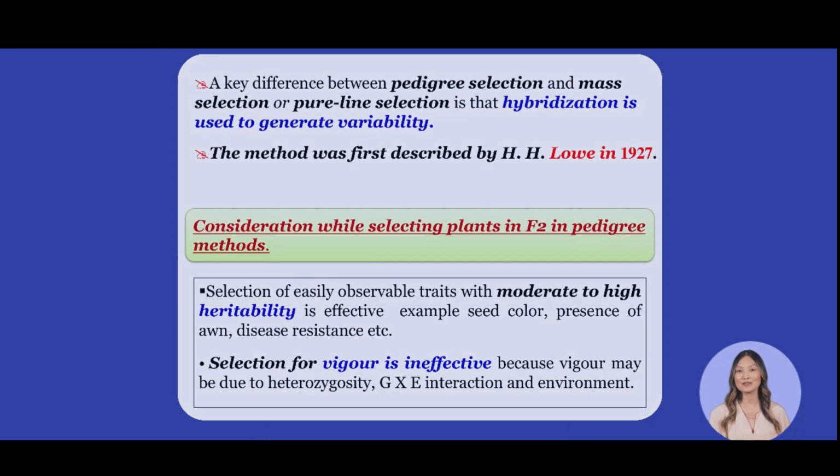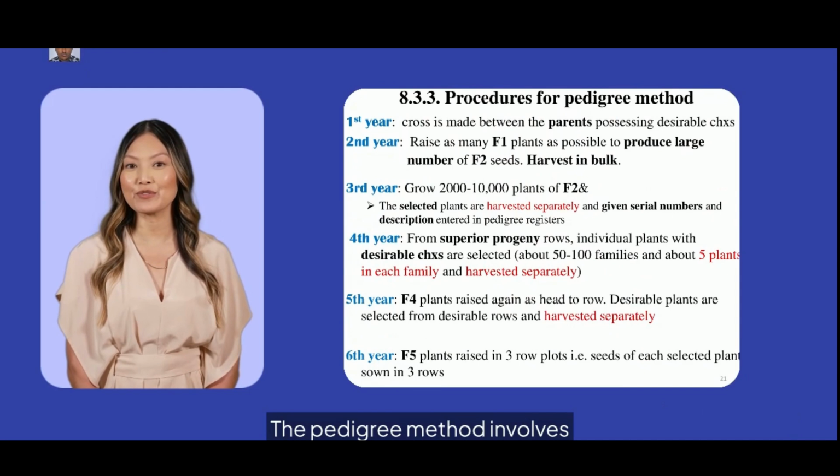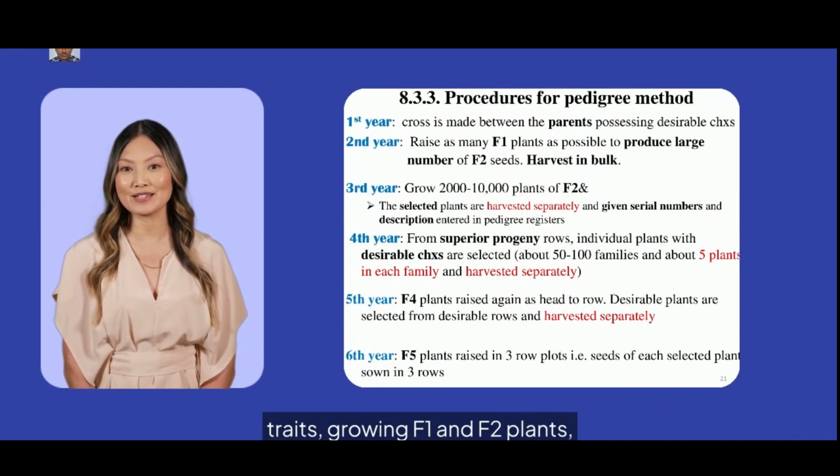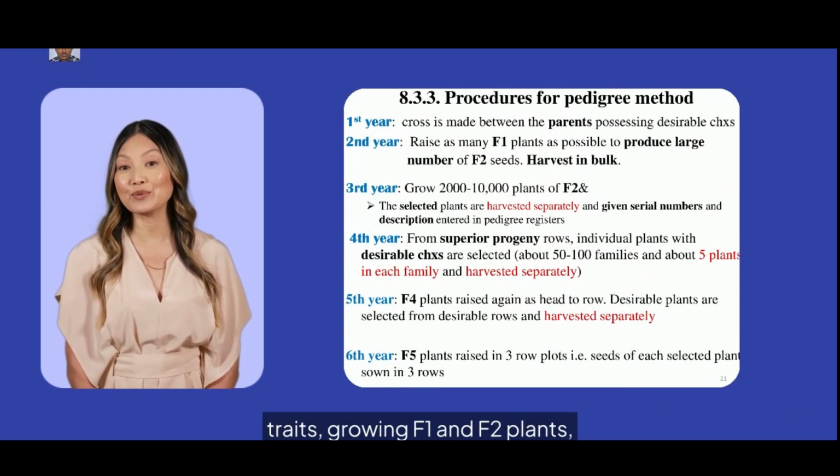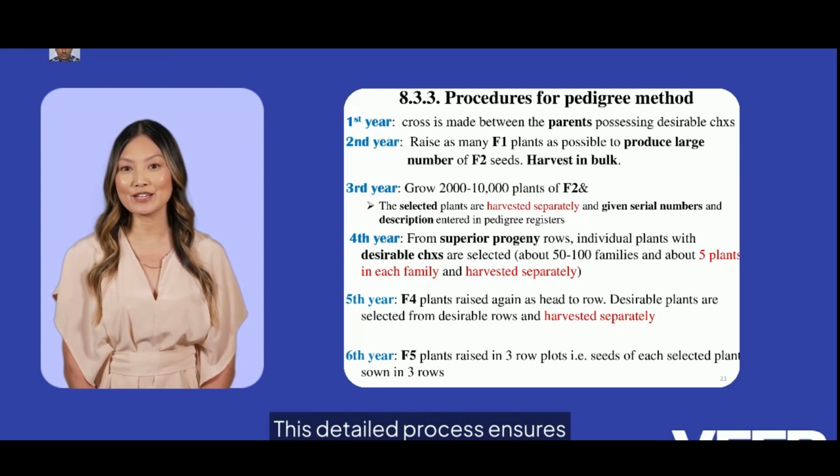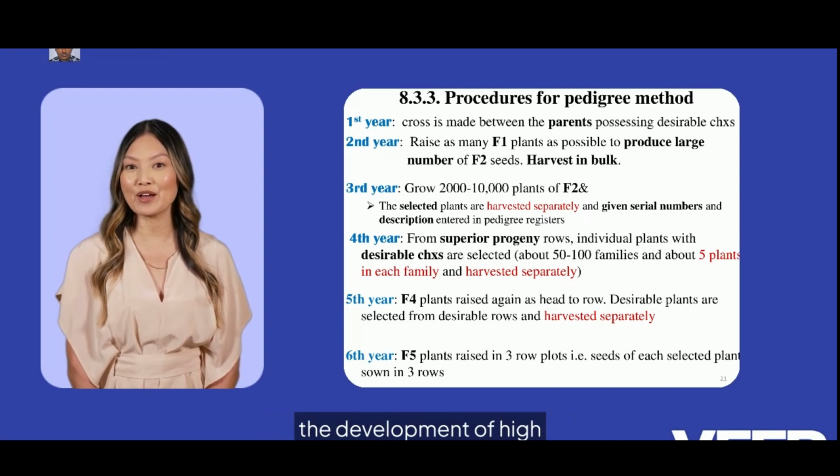environmental influences. The pedigree method involves crossing parents with desirable traits, growing F1 and F2 plants and selecting superior progeny over several years. This detailed process ensures the development of high-quality crop varieties.